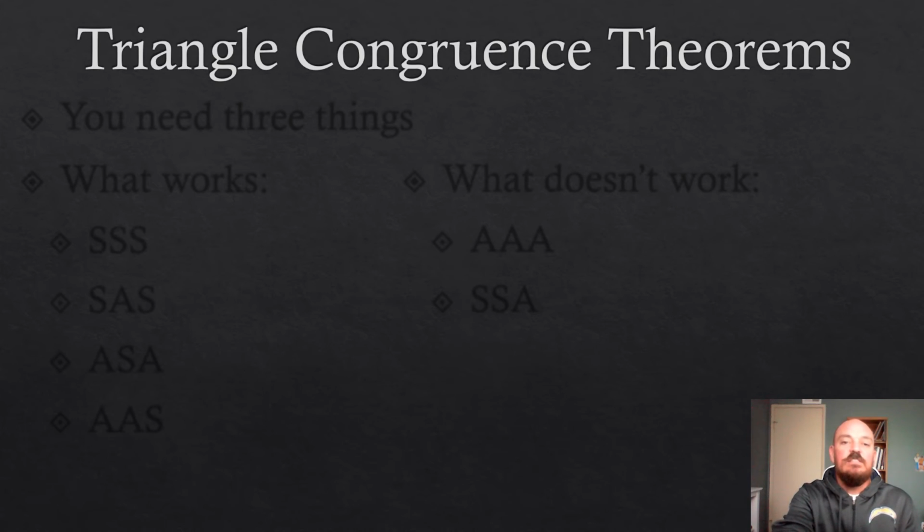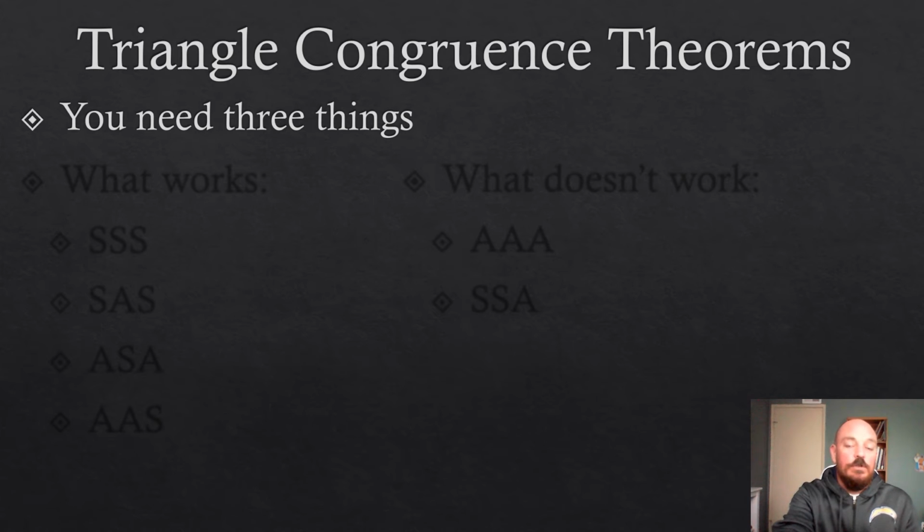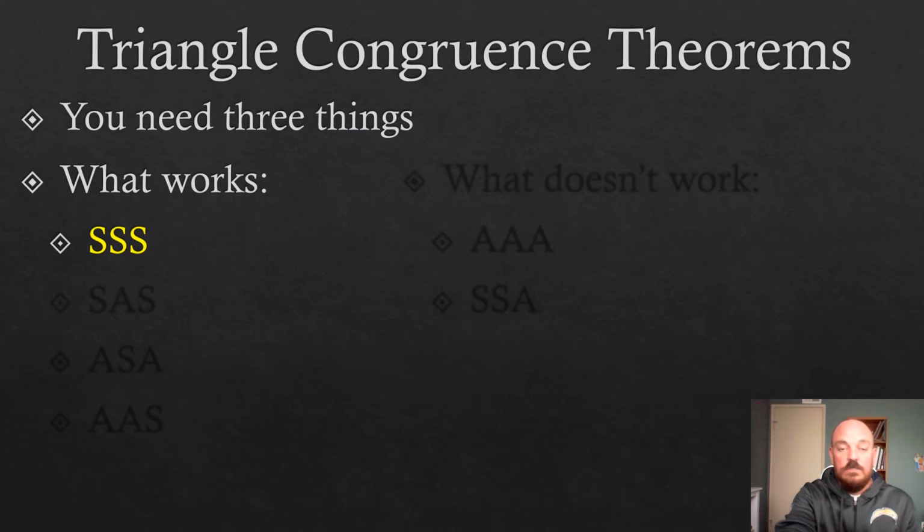So let's do a quick summary here. In order to prove 2 triangles are congruent, you need to show 3 things. Now here are the ones that work. These are the ones I just talked about. SSS works, all 3 sides.